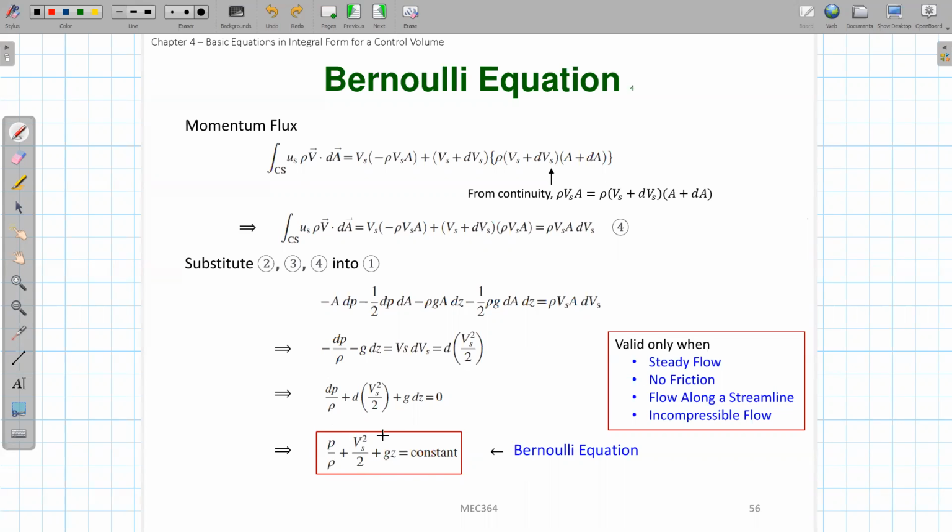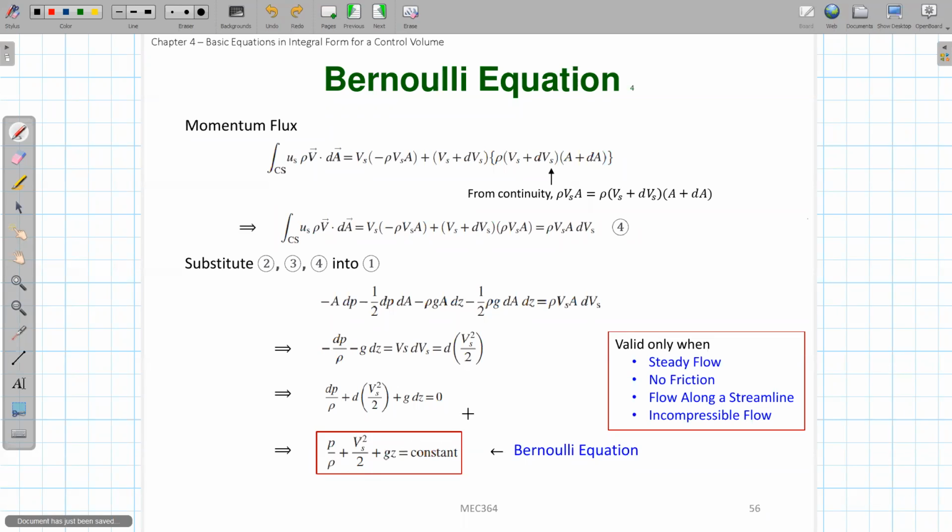Anytime we talk about the Bernoulli equation, you should automatically remember all these four assumptions that we made. Basically, this Bernoulli equation is telling us that the pressure force plus the momentum plus the gravity force is constant. Or, looking from the energy point of view, the pressure work plus the kinetic energy plus the potential energy is constant. So you can also think of this Bernoulli equation as a kind of energy conservation format, although we derived it from the momentum equation.